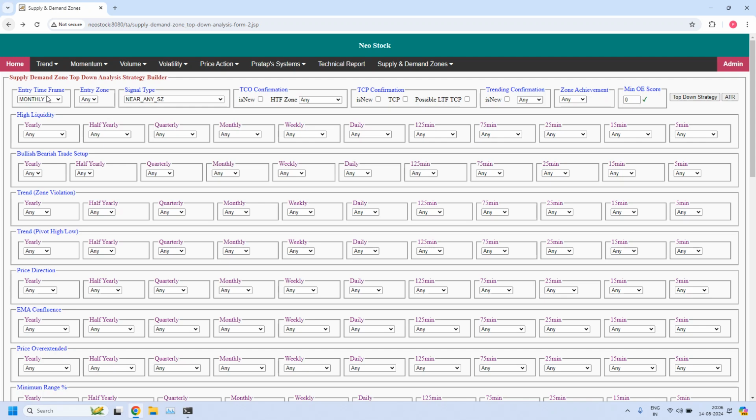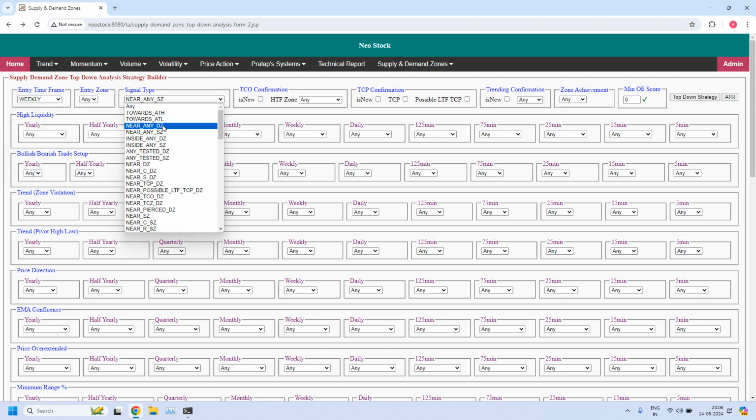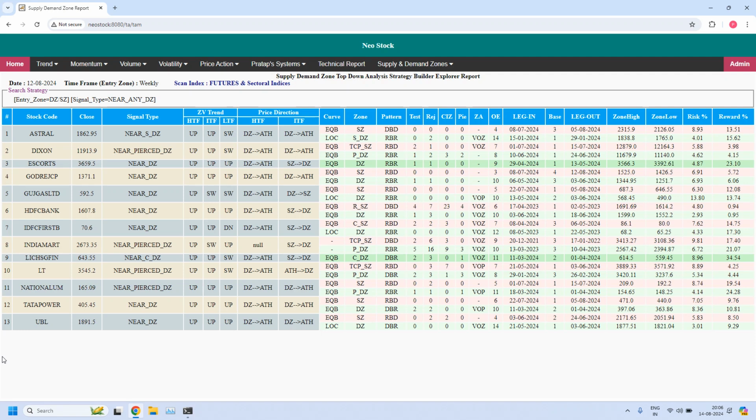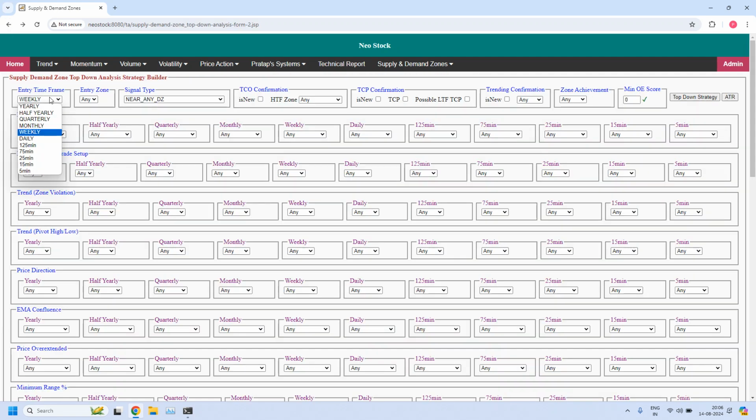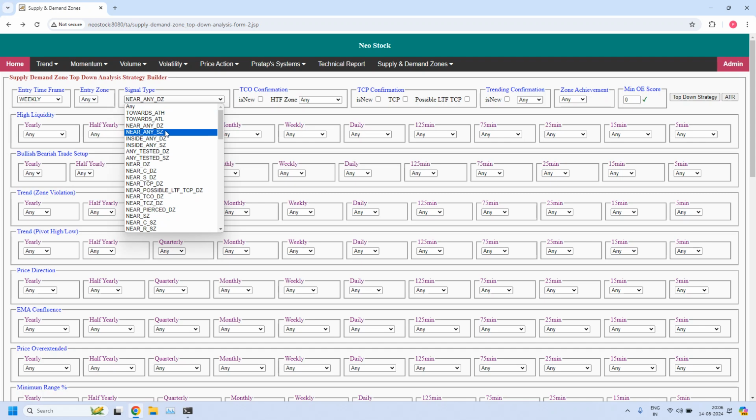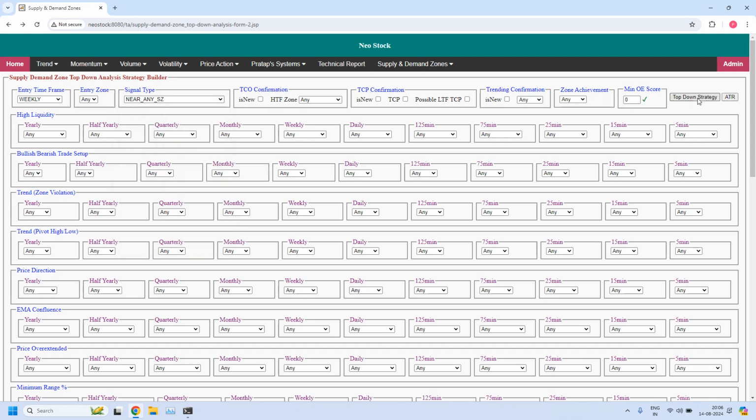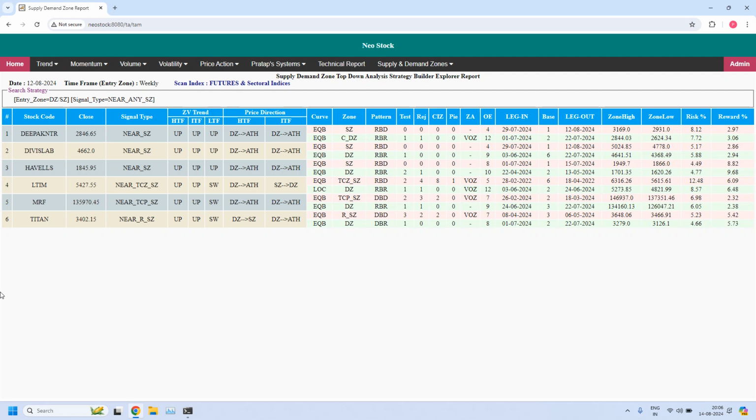And the next time frame is weekly. Let us find the stocks near the weekly demand zone. 13 stocks are filtered near the weekly demand zone. And the next report, weekly time frame, let us find the stocks near the weekly supply zone. 6 stocks are filtered near the weekly supply zone.